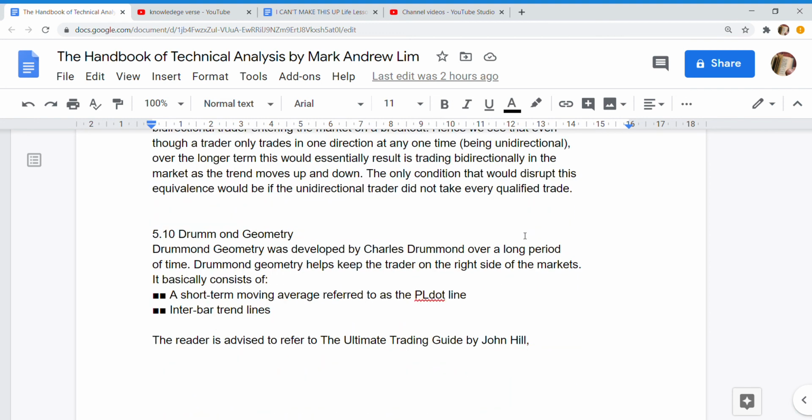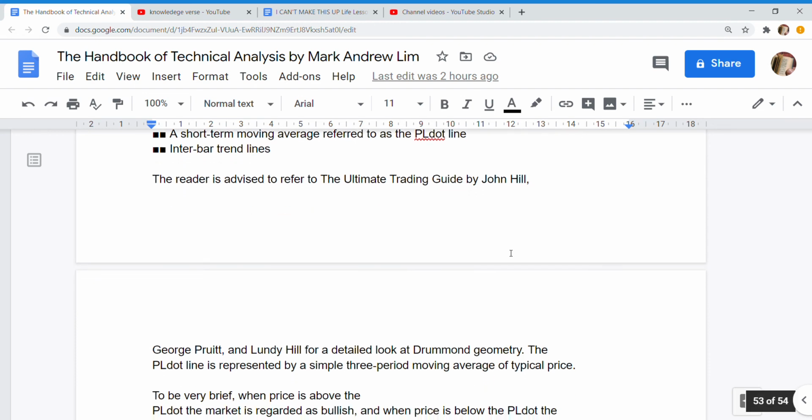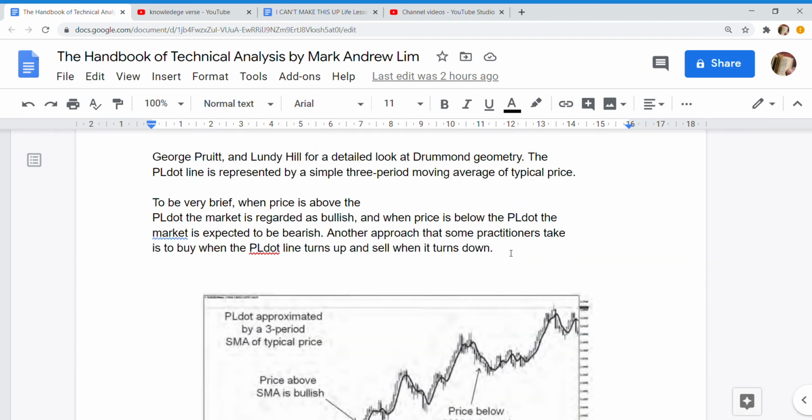5.10 Drummond Geometry. Drummond Geometry was developed by Charles Drummond over a long period of time. Drummond Geometry helps keep the trader on the right side of the markets. It basically consists of a short-term moving average referred to as the PL line, and interbar trend lines. The reader is advised to refer to the Ultimate Trading Guide by John Hill, George Pruitt, and Lundy Hill for a detailed look at Drummond Geometry.